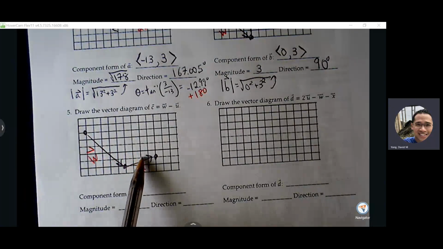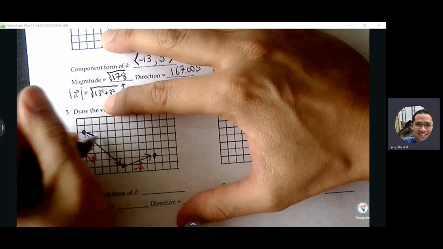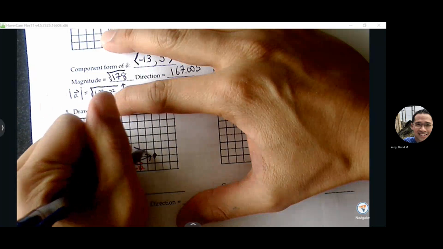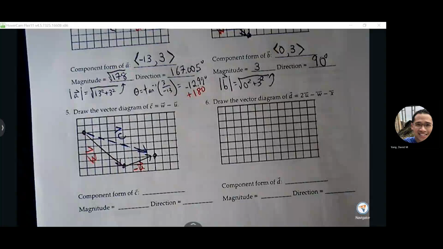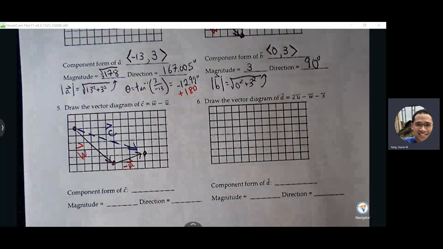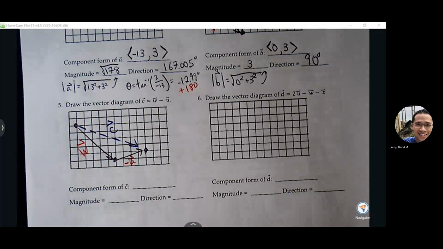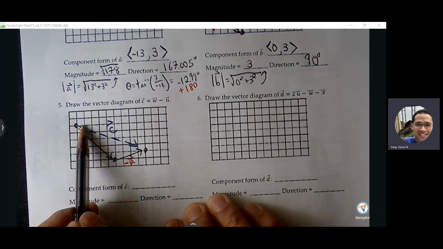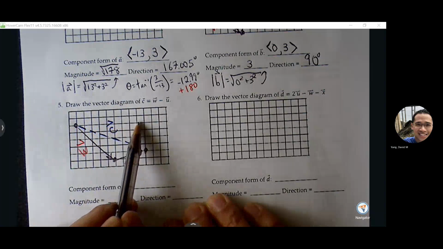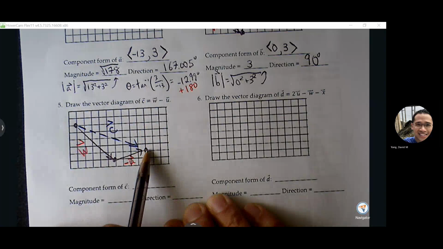Hey, I started here, I ended here. So that tells me how to draw my resultant vector. And my component magnitude direction is just my resultant vector. I don't care about those initial ones. Okay, so I start here, so I count to the right and I count down. So positive, negative.